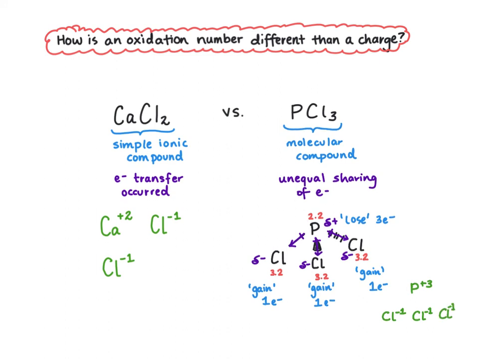Now we know that chlorine does not actually gain electrons. It doesn't have a full negative charge. We know that phosphorus doesn't actually lose electrons. It doesn't have a full positive charge. So we are making a lot of assumptions in assigning oxidation number, in that we are basically taking molecular compounds and relating them back to simple ionic compounds. And the way we communicate this is by writing the sign in front of the number instead of the number in front of the sign.